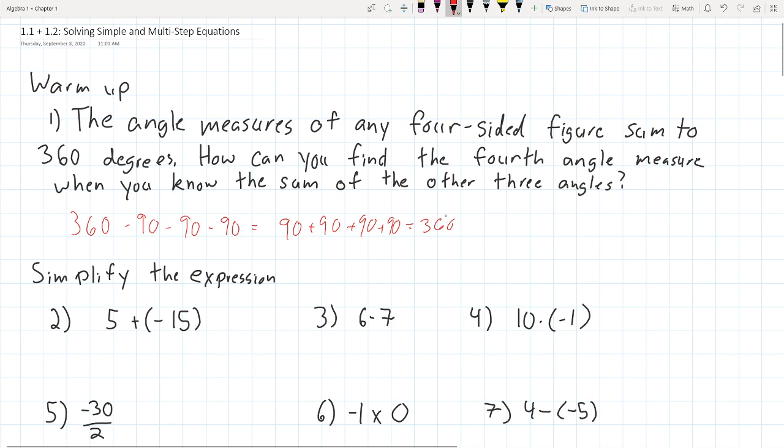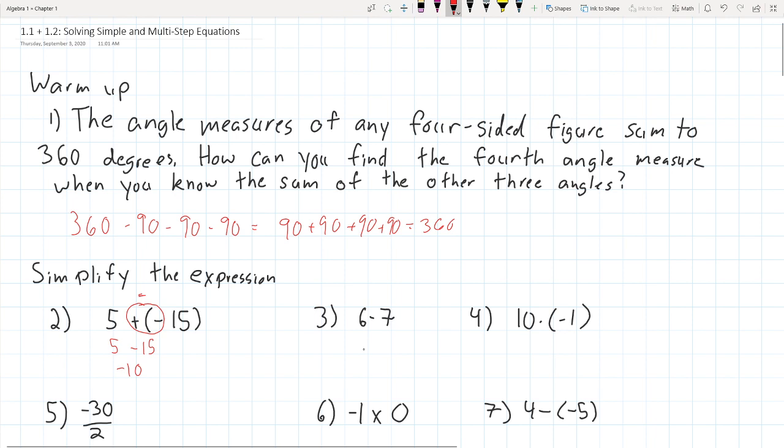Number 2, it's asking us to simplify the expression. I have 5 plus negative 15. Whenever I look at this, the kind of thing that really throws me is this right here, so I want to turn that into one operation. When I turn that into one operation, I'm going to turn that into a minus, because a positive and a negative make a negative. So I'm going to have 5 minus 15. 5 minus 15 winds up being negative 10.